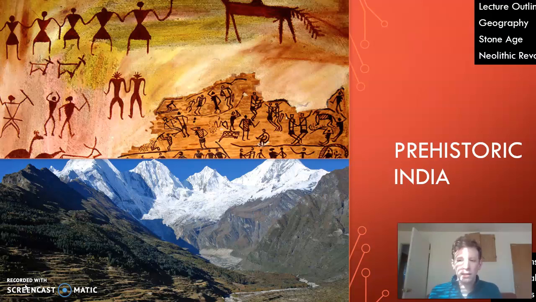Just three key terms today: the mountain range of the Himalayas, the microlith tools that we have from the Stone Age, and the Zob settlement that we find as one of the earliest Neolithic settlements in India. So let's begin by looking at some of the geography of India.